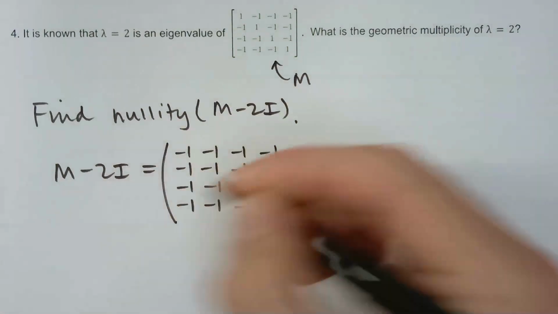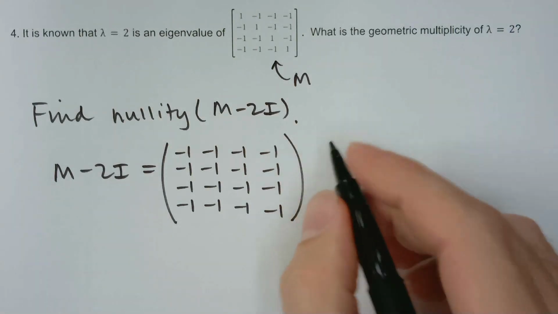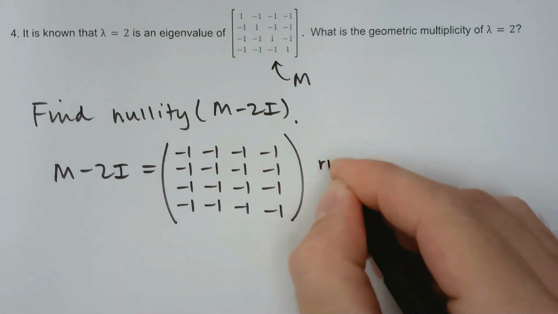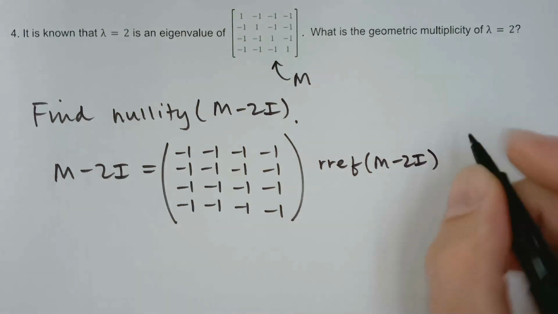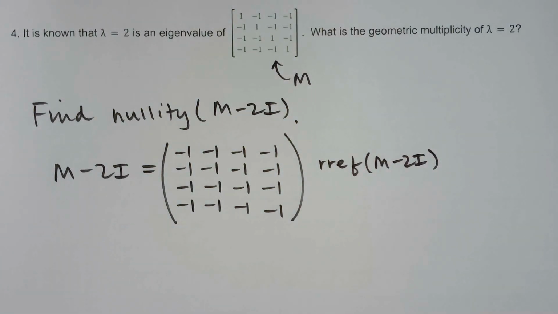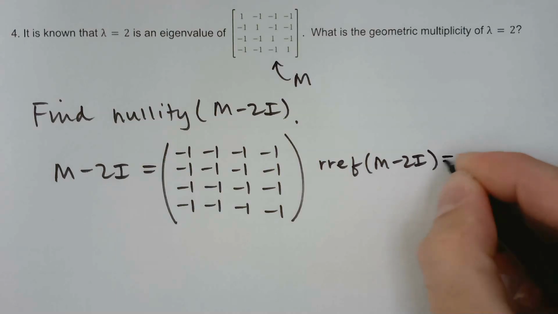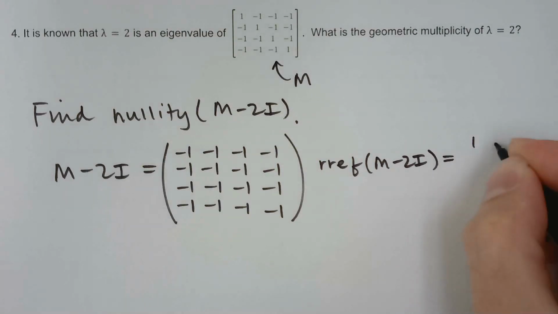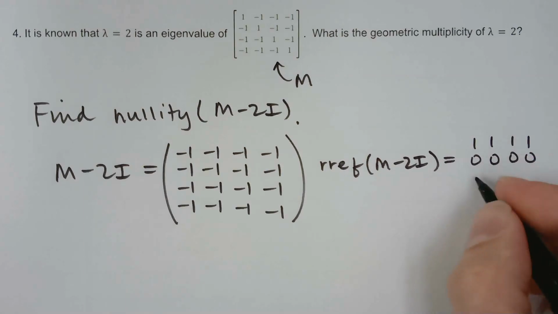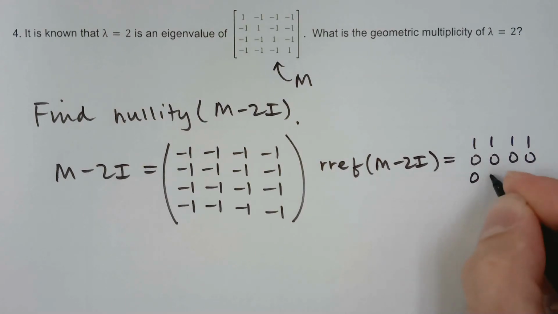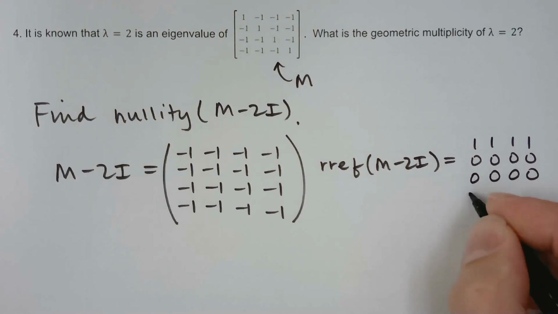And so, RREF of M minus 2I. And maybe you can just see that this has rank 1 and you're good from there. I'm kind of realizing I wasn't actually looking for a basis or anything, but I'm this far in, so I'm going to write the reduced row echelon form of M minus 2I.